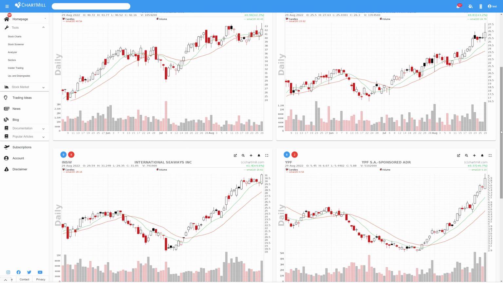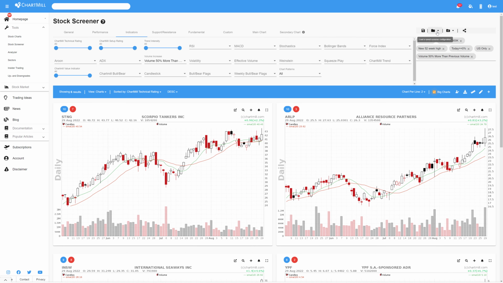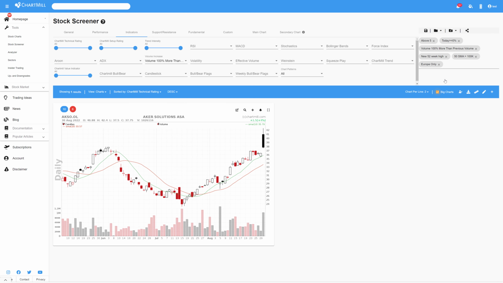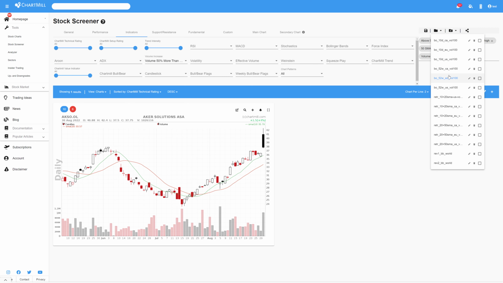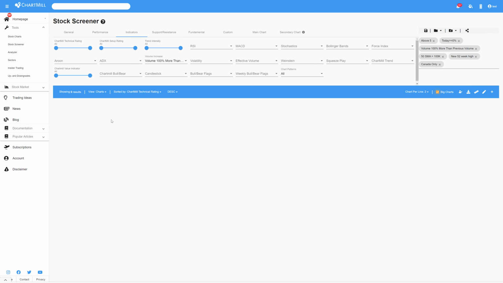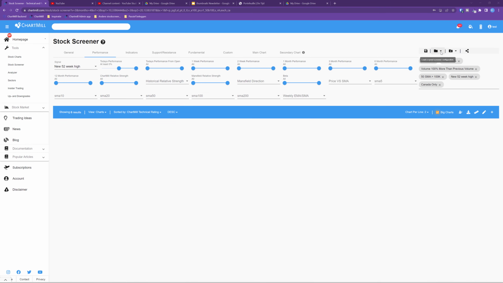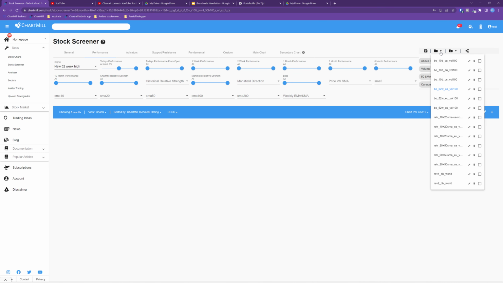And then let's have a look at the European market. So again, volume 100% more, only one candidate, and it's not a good one. So I'm going to change the volume increase filter to 50%. But the results stay the same, so there are no interesting candidates. And then for the Canadian market, no results whatsoever.